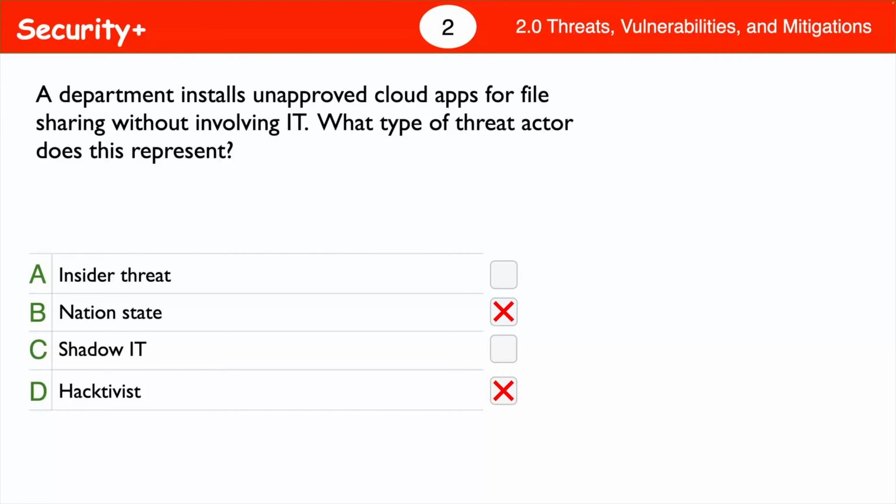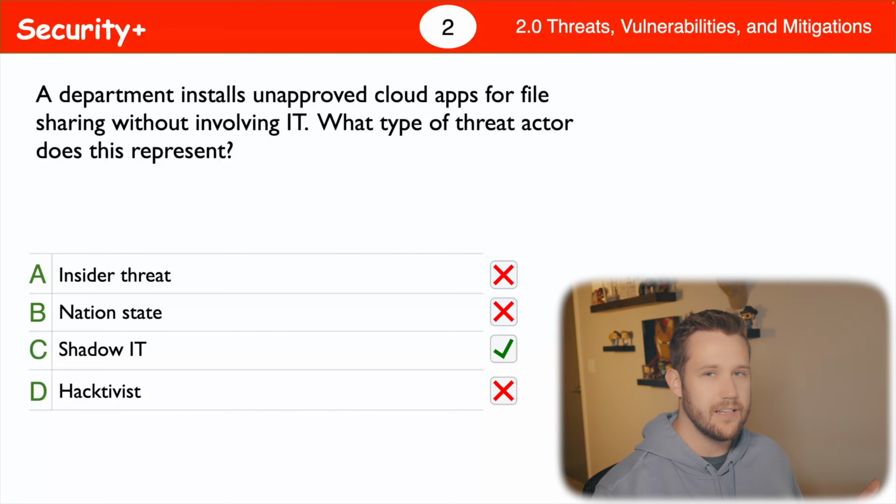And finally, we can eliminate A, insider threat. And insider threats imply malicious or negligent intent, and that's not what is being described here, okay? And that leaves us with C, shadow IT. And simply put, shadow IT is when employees use tech that is not sanctioned by IT.